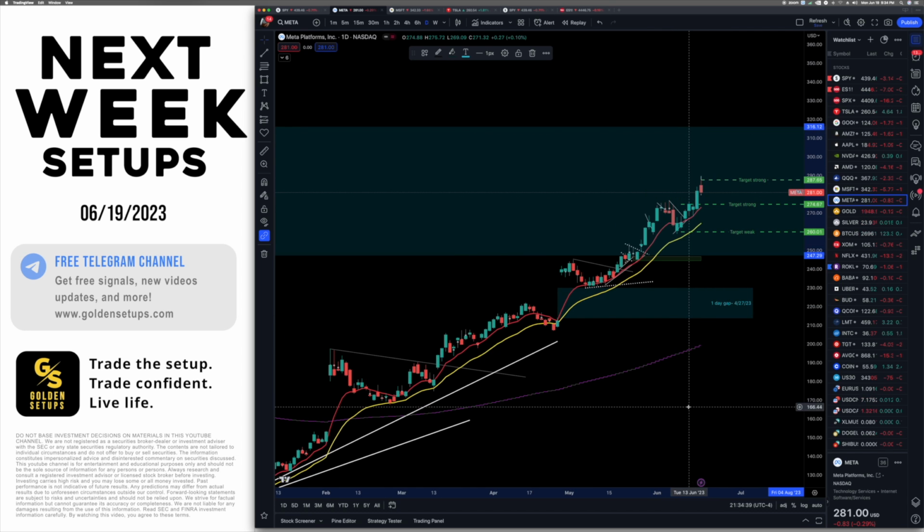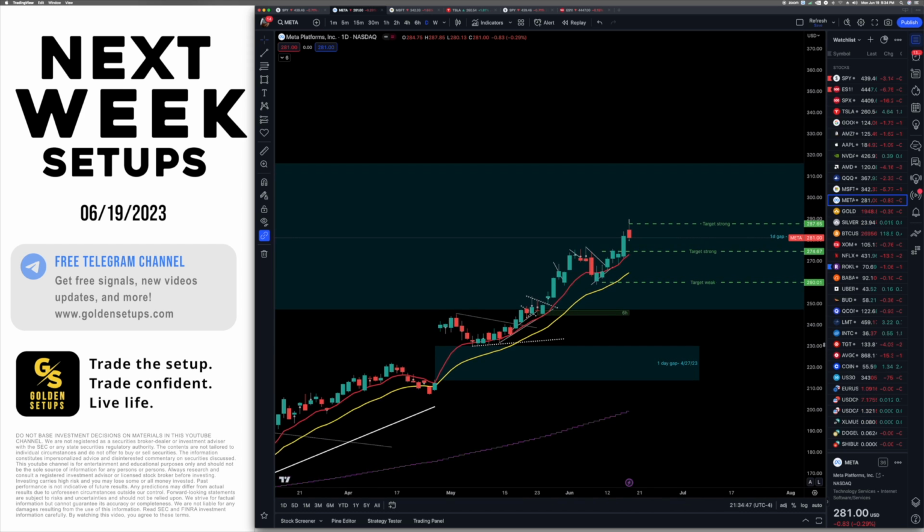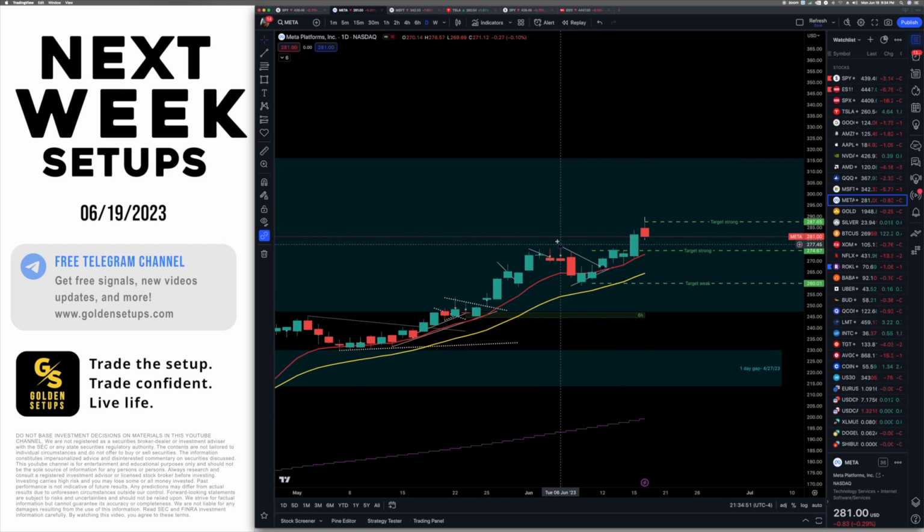We do have a few gaps below us. We have one over here and we have one over here, which I haven't documented yet. So let's just keep an eye out for that. All right, as far as our targets are concerned, we did get our target weak and we got our target strong. We got all of them. So that's really good. What am I paying attention and watching for?